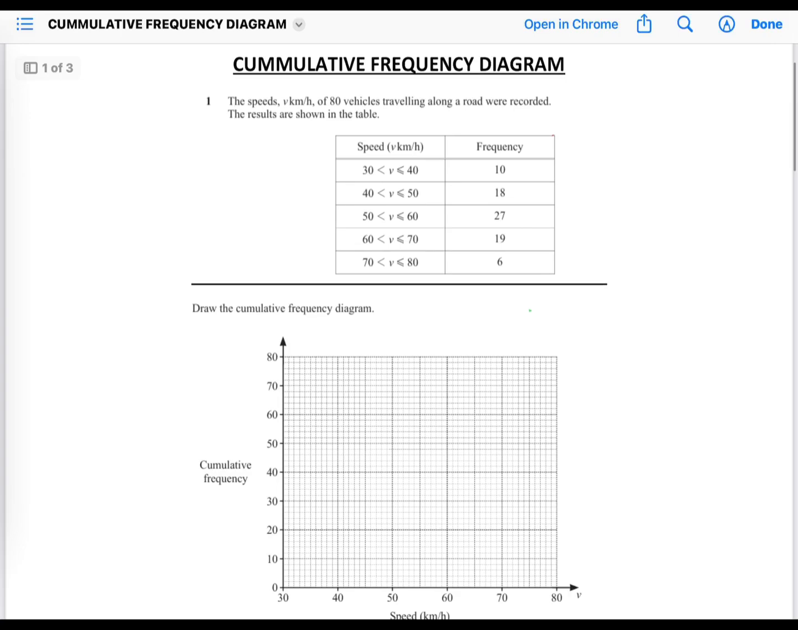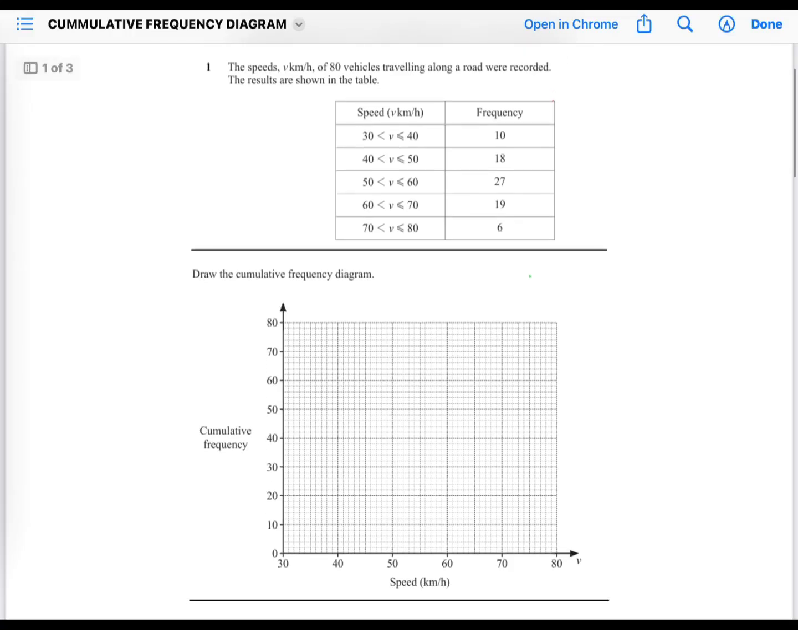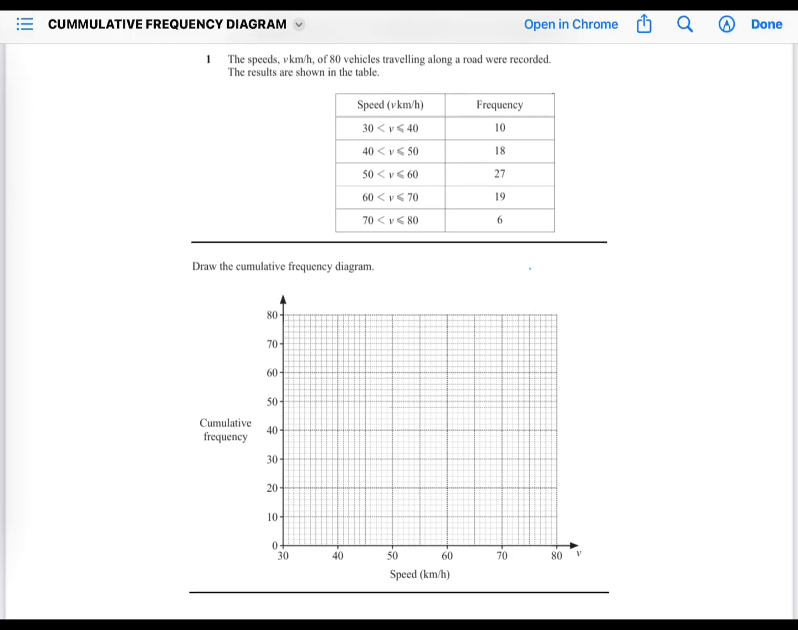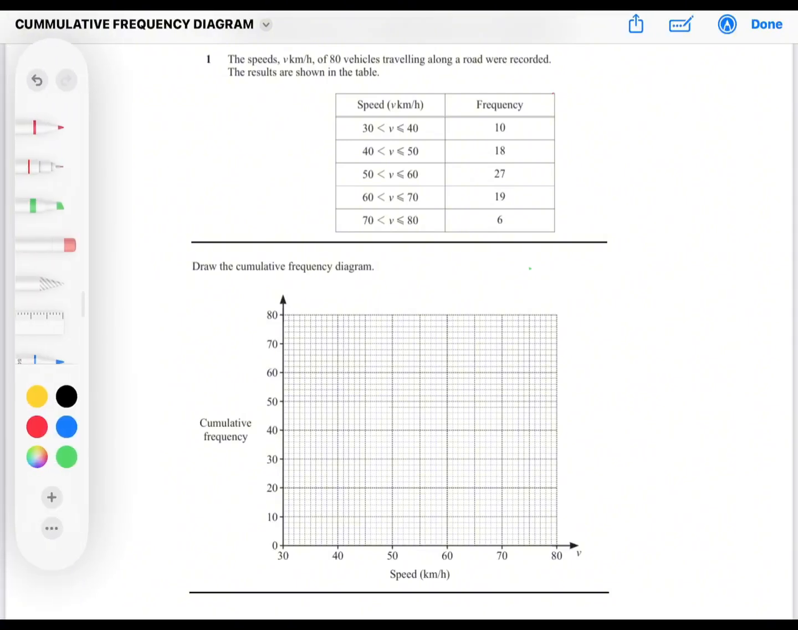So the question is: the speeds, in kilometers per hour, of 80 vehicles travelling along a road were recorded. The results are shown in the table. They have given the speed as a range and then we have a frequency, and we have to draw the cumulative frequency diagram. That's the part we have to solve. To draw the cumulative frequency diagram, first we need to find the value of cumulative frequency. Let's see how we can find it.